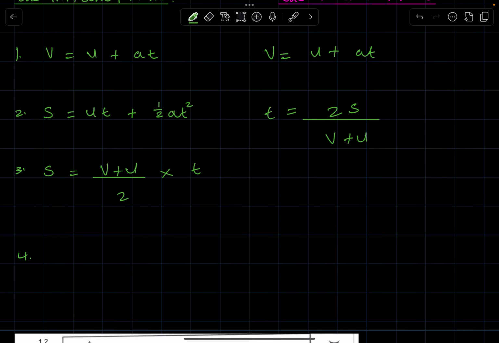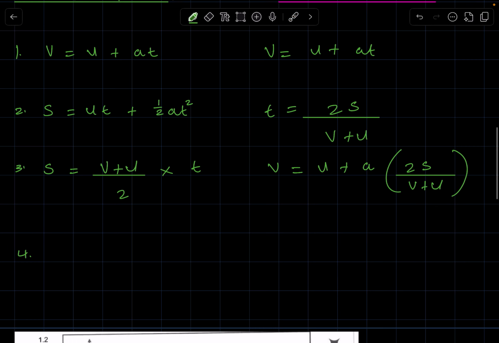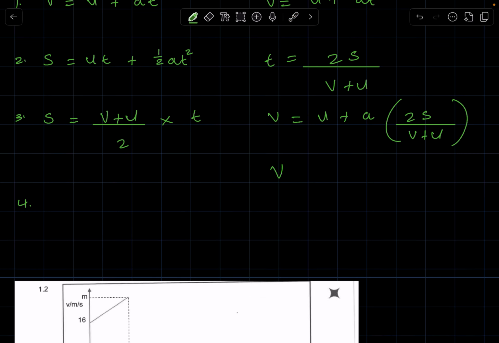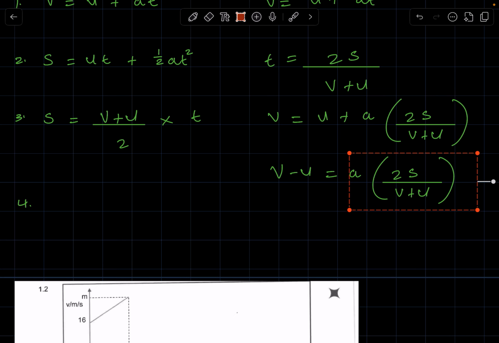So you have v is equal to u plus a, and then instead of t, we replace this t with this one, so here you have 2s divided by v plus u. Now let us take this u and transpose it to that side. Then you will have v minus u is equal to this.